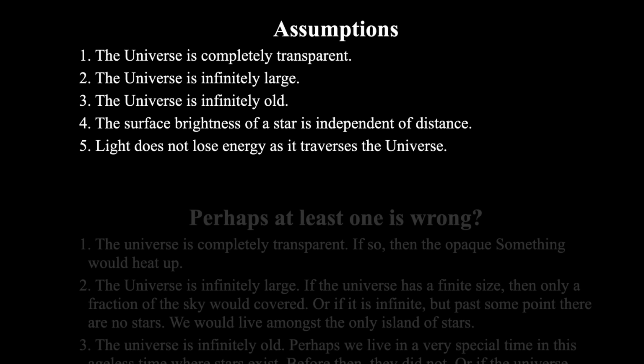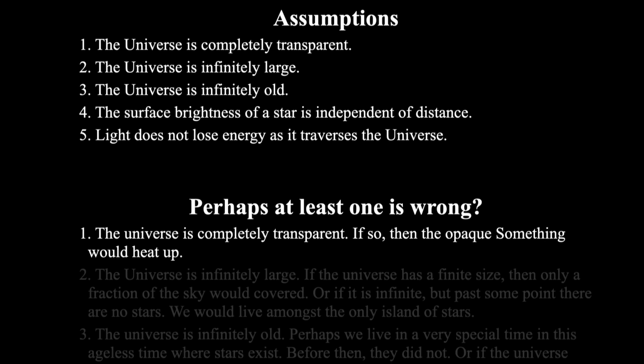Okay, our assumptions are the following. 1, the universe is completely transparent. 2, the universe is infinitely large. 3, the universe is infinitely old. 4, the surface brightness of a star is independent of its distance. And 5, light doesn't lose any energy as it traverses the static universe. Let's look at each in turn.